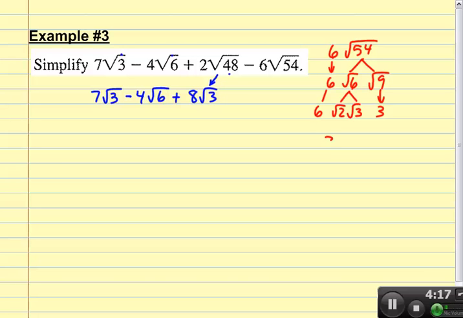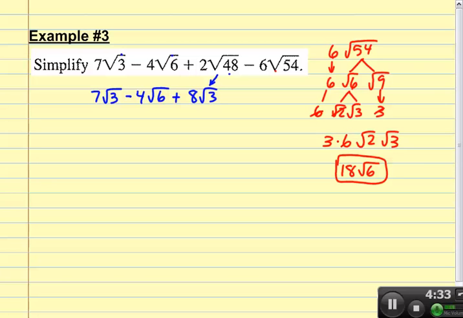So here, I'm going to put 3 out here. I'm going to put times 6 right there. And then this is root 2 times root 3. And now I'm going to multiply the things that I can. That's 18 root 6. Okay? Now that's what this is.